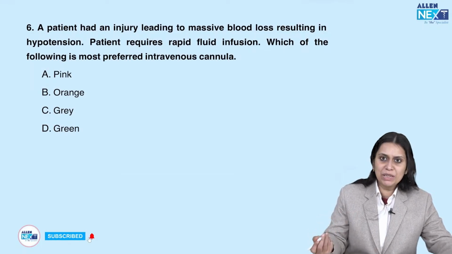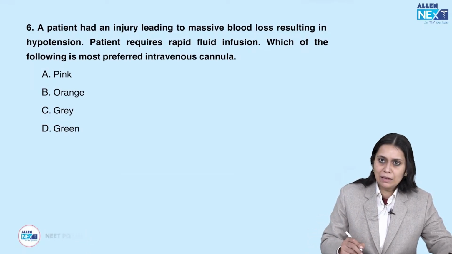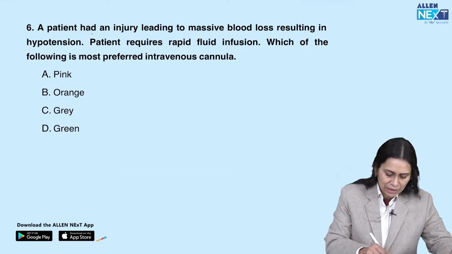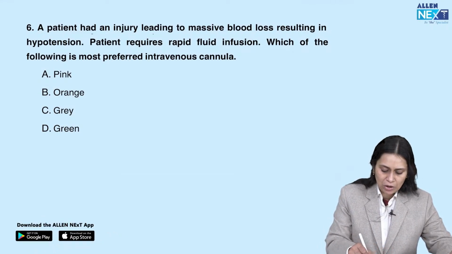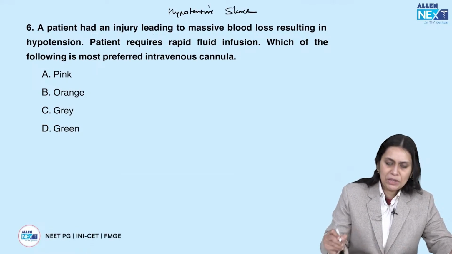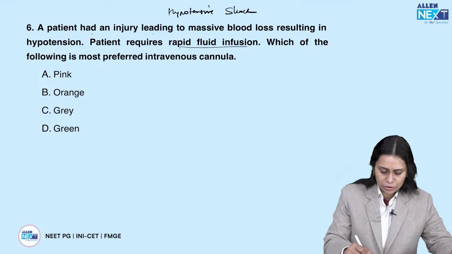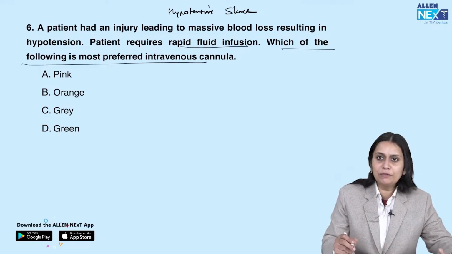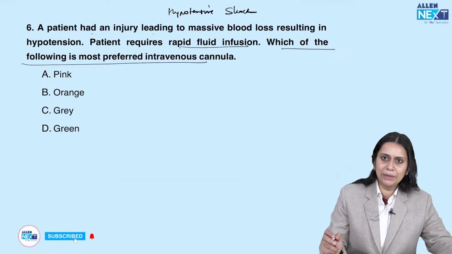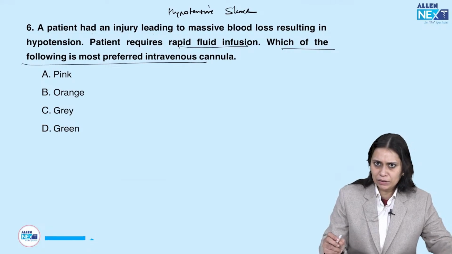Again, a very predictable topic, that is the intravenous cannula. Question on IV cannula. A patient had an injury leading to massive blood loss resulting in hypotension. So the patient is in hypotensive shock, right? The patient requires rapid fluid infusion. Which of the following is the most preferred IV cannula? Which is the best IV cannula I should use? So pink, orange, gray, green. Okay, so I'll come back to this question.